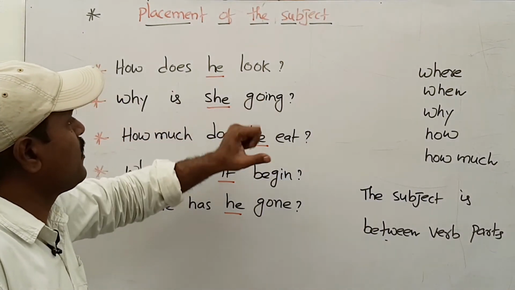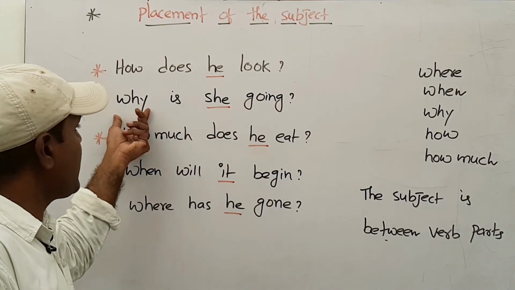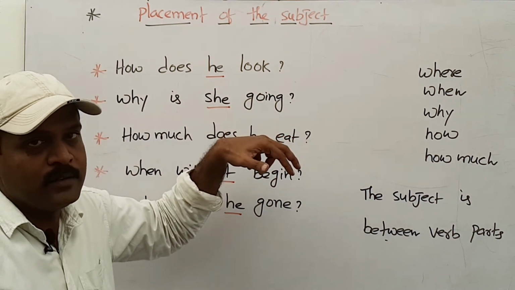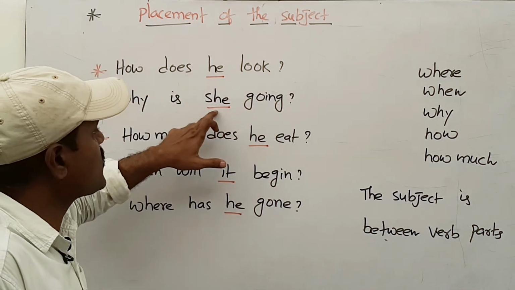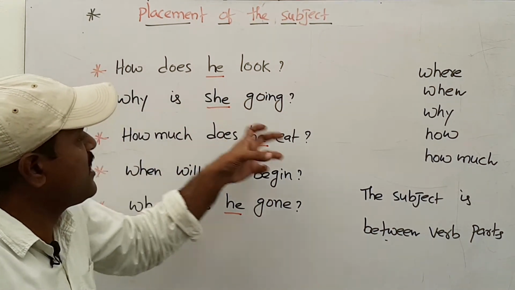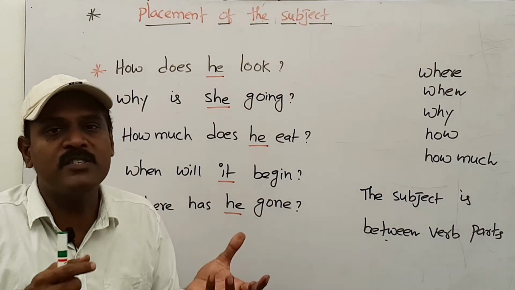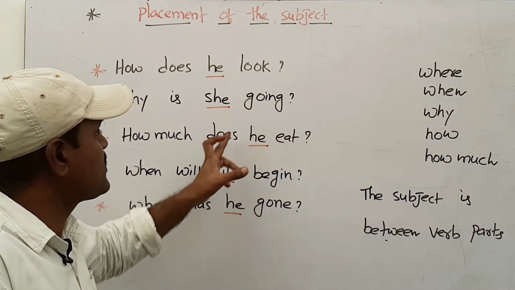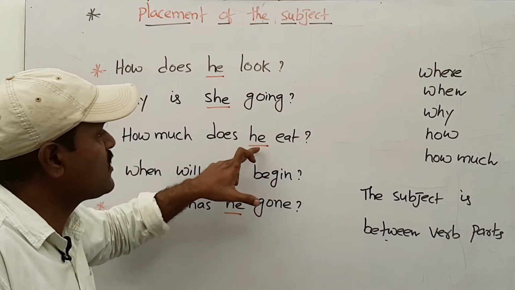Why is she going? The question word is why. The actual verb here is is going. In between these two words, we write the subject she. How much does he eat? How much is the question word. Does he eat? The verb is eat plus does. In between, we write the subject he.